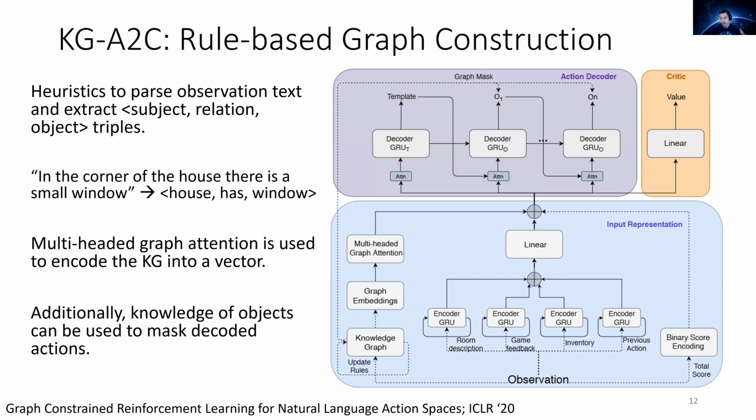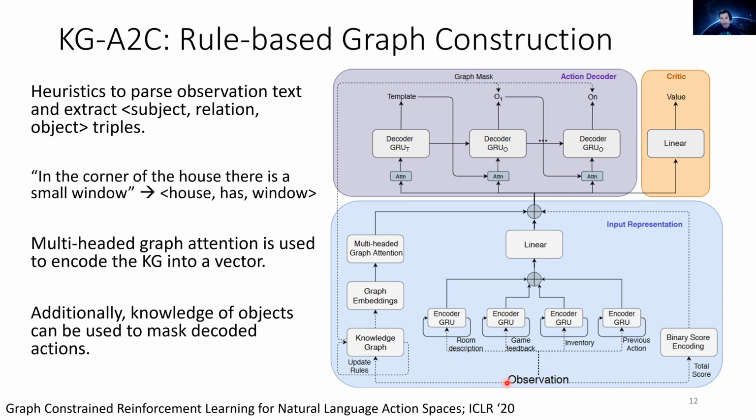So early attempts to create knowledge graphs relied on heuristic-based parsing of observation text in order to extract subject relation object triples. So for example, the agent would see the text "in the corner of the house, there is a small window," and ideally we'd want it to extract the triple house has window and add that triple to our knowledge graph. Subsequently, this knowledge graph could be useful to the agent in a couple of different ways.